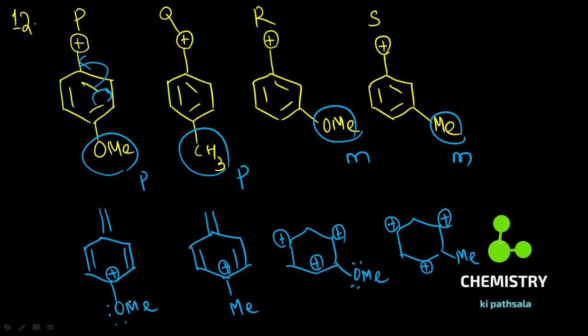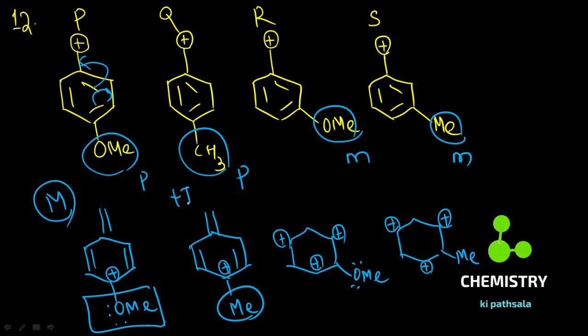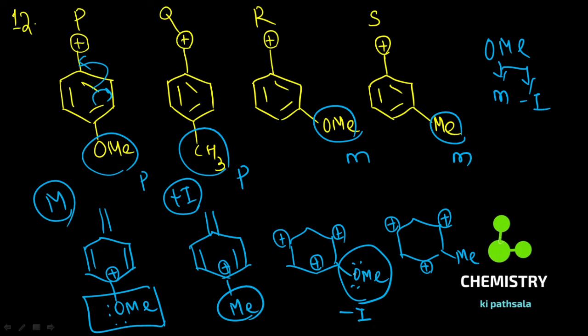Now this carbocation will be stabilized by your mesomeric effect. This carbocation will be stabilized by plus I effect. In this case this carbocation will be destabilized because of this minus I effect. You know that OMe can show you mesomeric effect and it can show you minus I effect also. Can you find any stabilization at the meta position? Obviously no. Now here in case of P and R, the difference is that in case of P it is showing mesomeric effect, in case of R it is showing minus I effect. This is the basic difference, right?